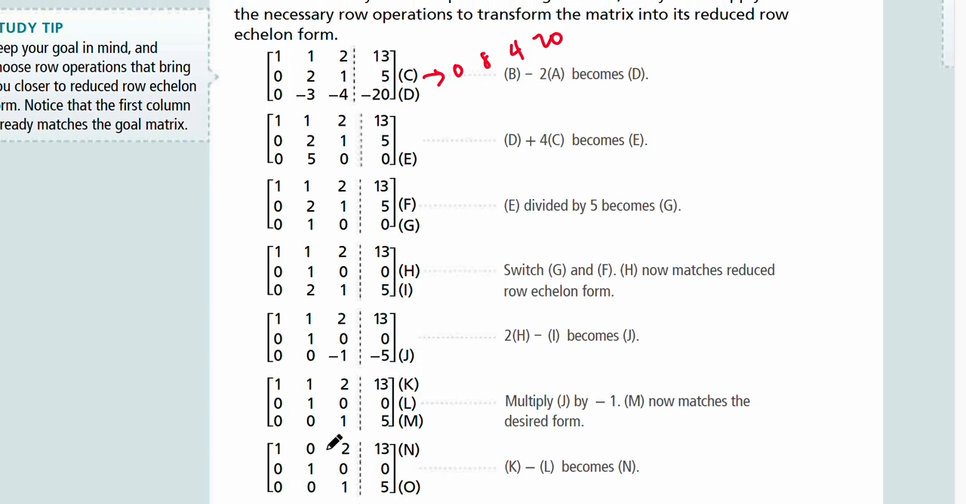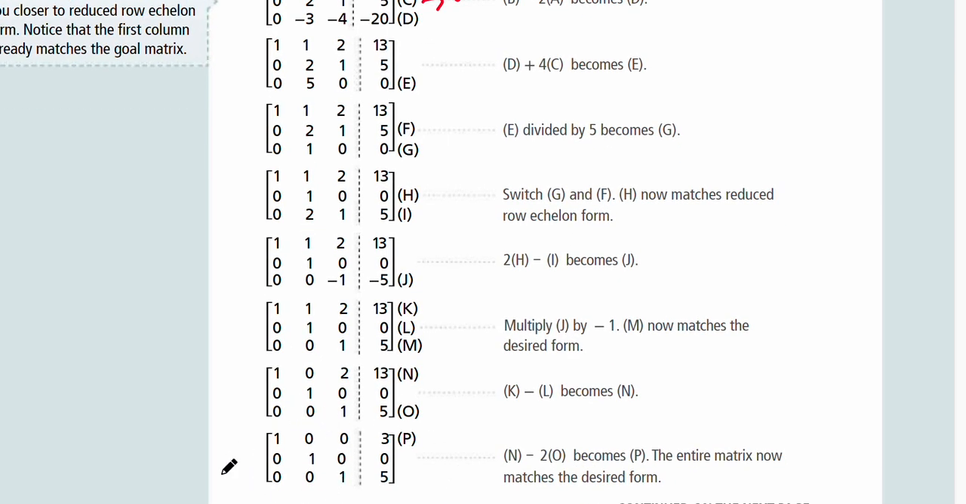And now the last one, we can use the third row because that's 0, 0, 1. We can multiply by negative 2 and add the first and third row in order to get our last matrix. 1, 0, 0, 3, 0, 1, 0, 0, 0, 0, 1, 5. And now that's our final solution. 3, 0, 5. Our x is 3, y is 0, z is 5.